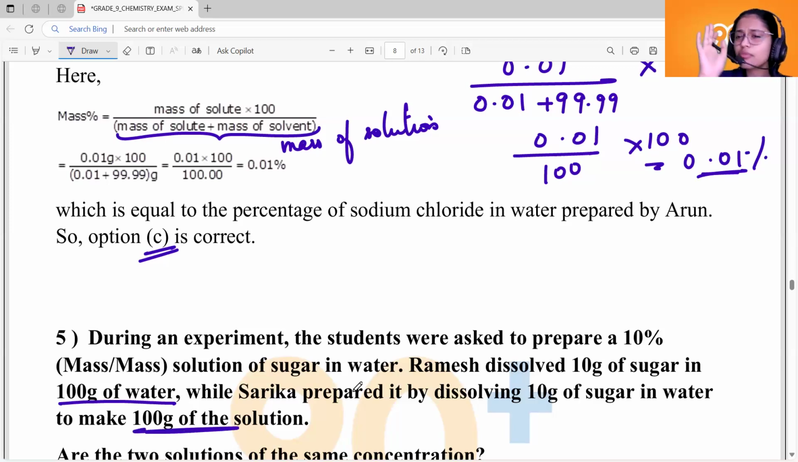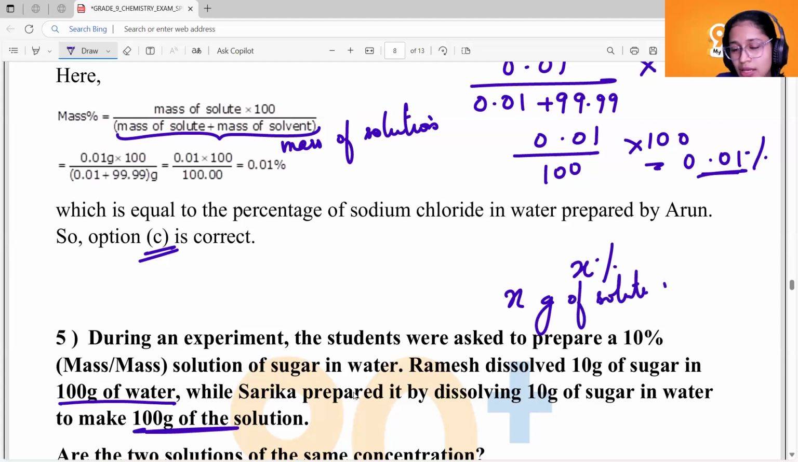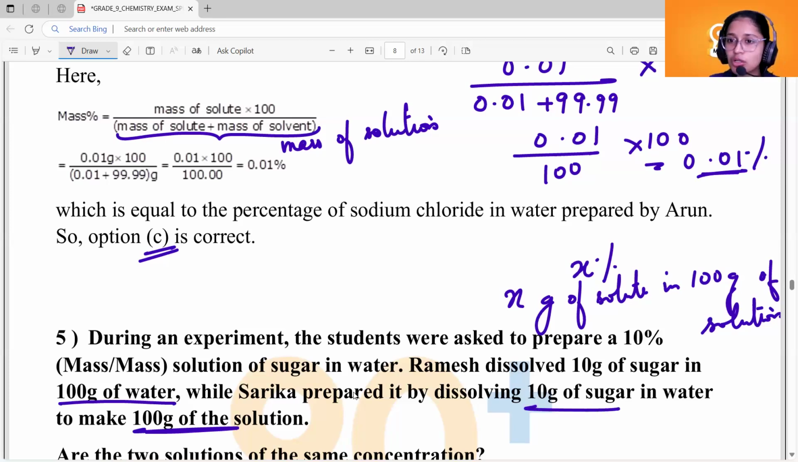So you tell me who did it correctly? From what we've studied so far, who has made up the solution correctly, Sarika or Ramesh? I told you, X percentage mass by mass means X gram of solute in 100 gram of solution. So here, just by looking at the question, we know that Sarika has prepared it correctly because she dissolved her 10 grams of sugar and the total after making solution went up to 100 gram. But in case of Ramesh, he has dissolved 10 gram of sugar in 100 gram of water, which is wrong. Okay, so we can prove that mathematically also.